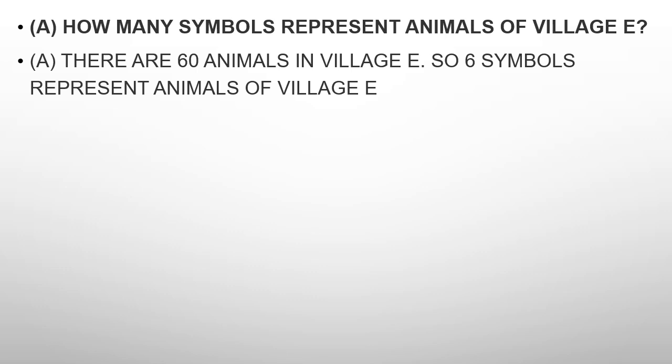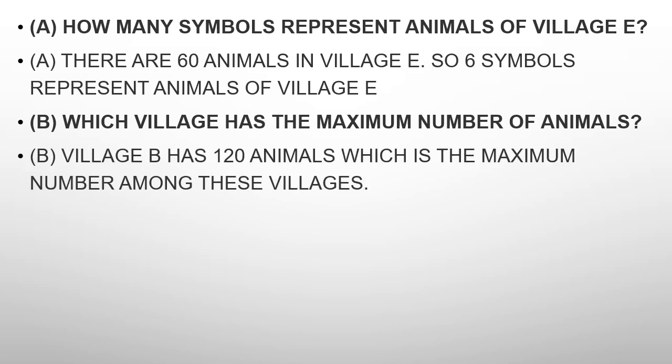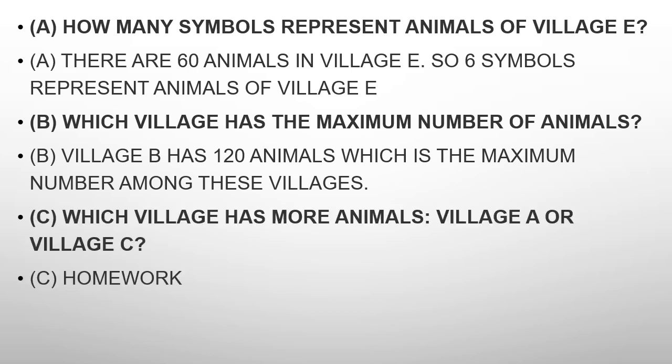A bit, how many symbols represent animals of village E? See, there are 60 animals in village E, so 6 symbols represent animals of village E. Now, which village has the maximum number of animals? See, village B has 120 animals, which is the maximum number among these villages. Now, coming to the C bit, which village has more animals, village A or village C? Do it as a homework, children.